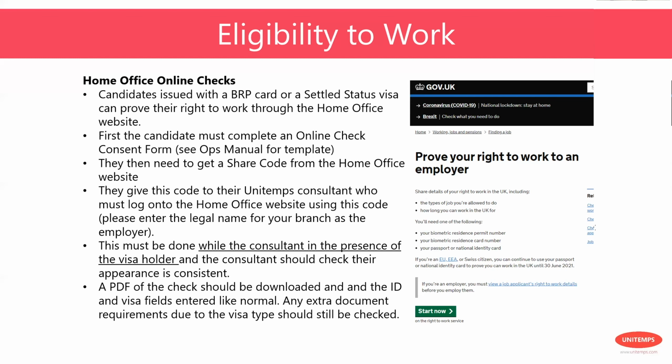A PDF of the check should be downloaded and the ID and visa fields entered as normal. We'll touch on how to enter ID information into ADAPT in a few slides' time. Any extra documents or requirements due to visa type should still be checked. So we'll talk about some extra document checks you have to do for student visas later on in the training. They still apply even if you've done the check this way. So you need to do this check, and then you need to get proof of term dates and things like that, which we'll talk about later.